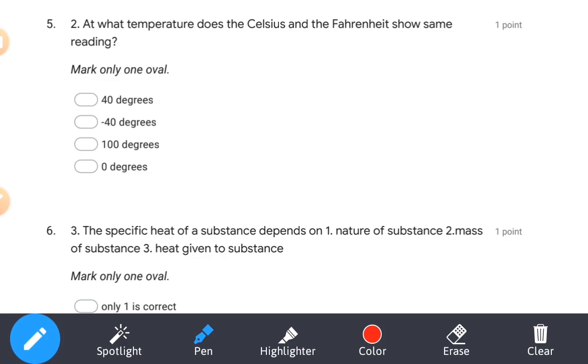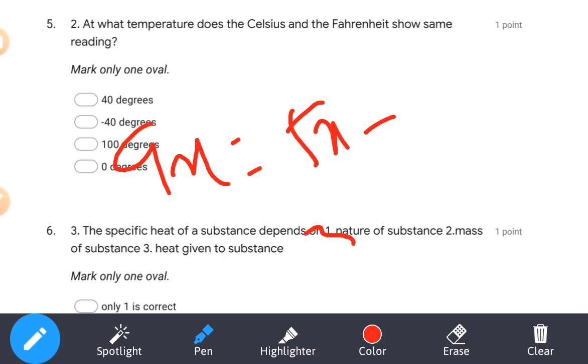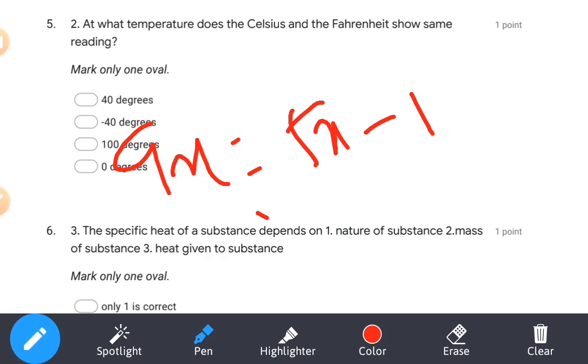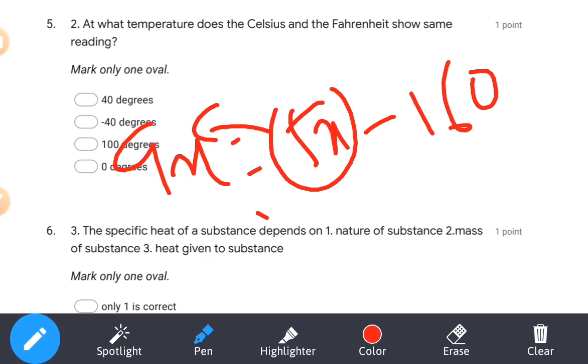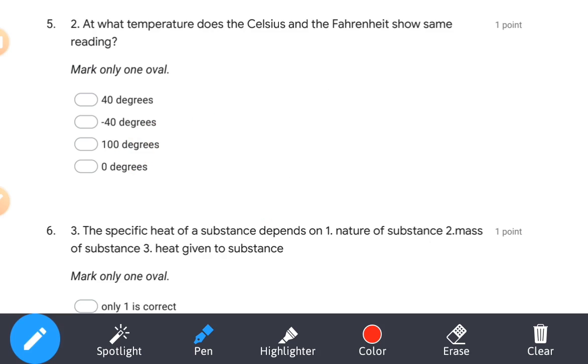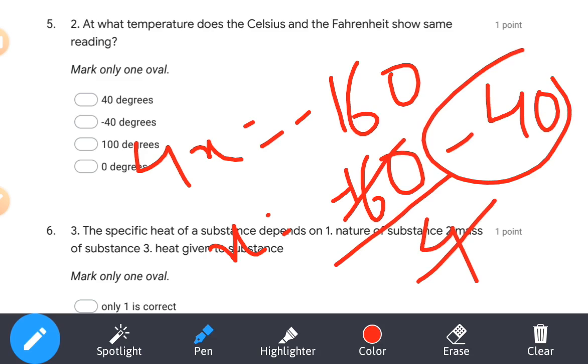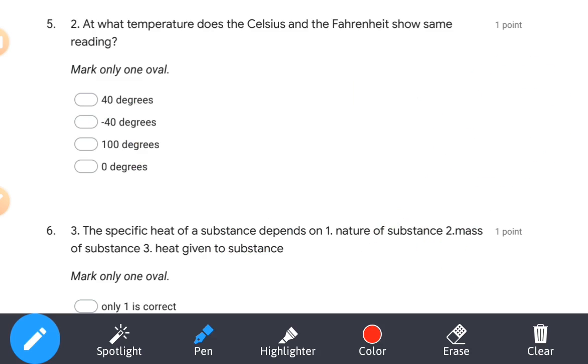Okay, I will write 9x is equal to 5x minus 32, right? 32 5s are how much? 5 2s are 10, 5 3s are 15, 16, so 160. Now you bring this 5x to the left side, it becomes minus. So 9 minus 5 is how much? 4x. So 4x is equal to minus 160. x is equal to minus 160 by 4. 4 4s are 16, so minus 40 degrees Celsius. Option number B.